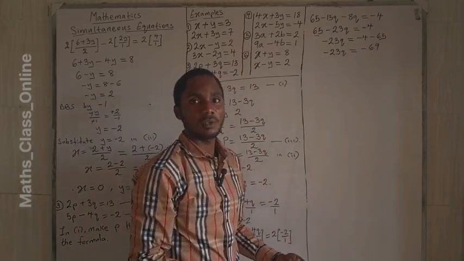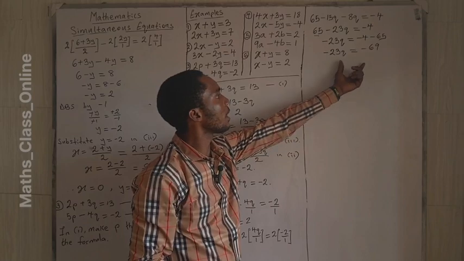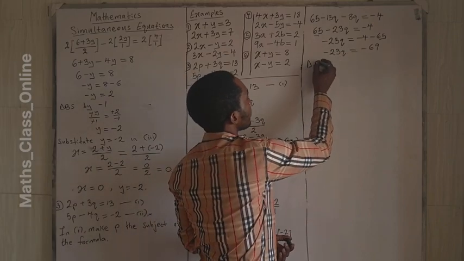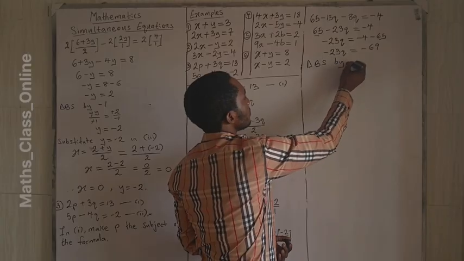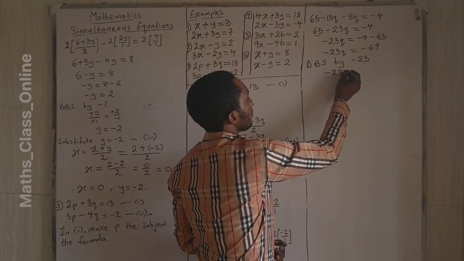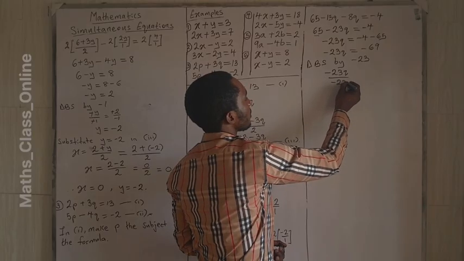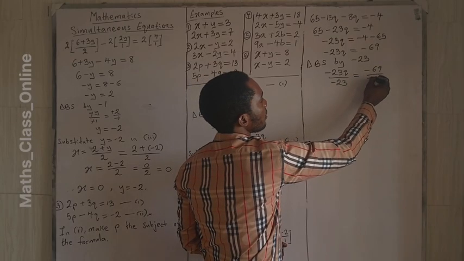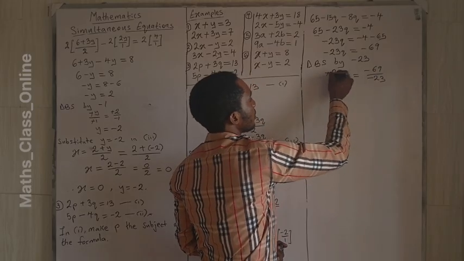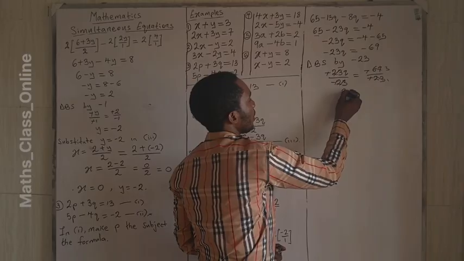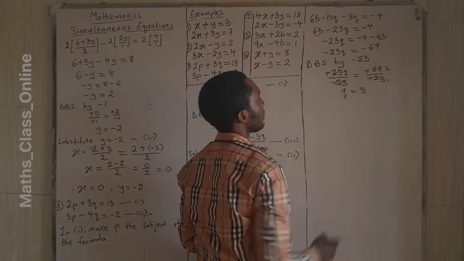How are we going to get the value of q? Divide both sides by the coefficient of q, and that is minus 23. Minus 23q divided by minus 23 is equal to minus 69 divided by minus 23. Here we get 3. q is equal to 3.